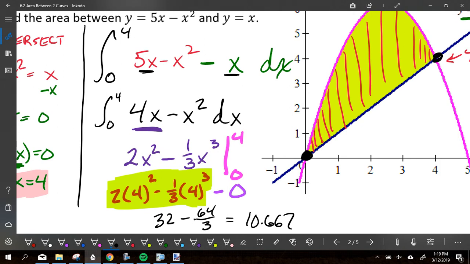Questions on how we did that problem? We found the area between the two curves. It's not anything that different than what we've been doing.